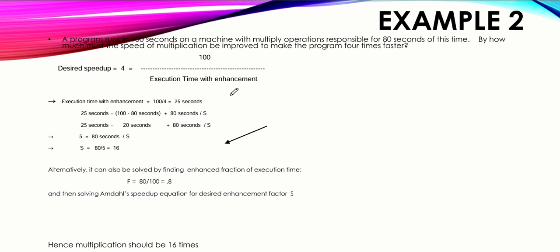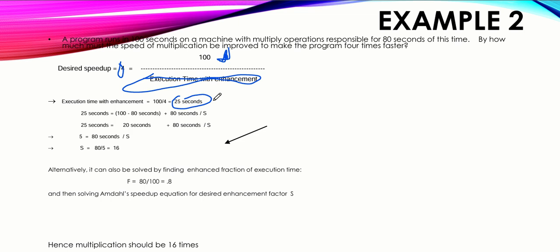Now we want to improve the 100 seconds running time to make it 4 times faster. So from 100 seconds, we want to come to 100 over 4, which is 25 seconds. So the desired speedup is the speedup without enhancement: without enhancement, we are running at 100 seconds. With enhancement, we don't know how much we'll run at, but we know that our speedup should be 4. Now you change the subject and you get a total of 25 seconds.